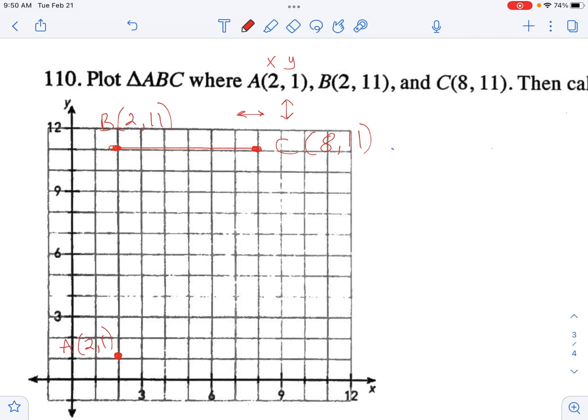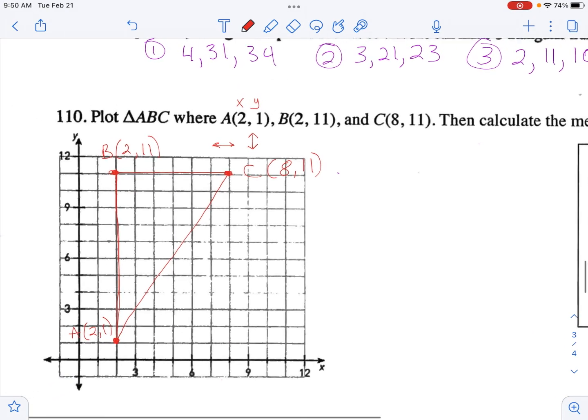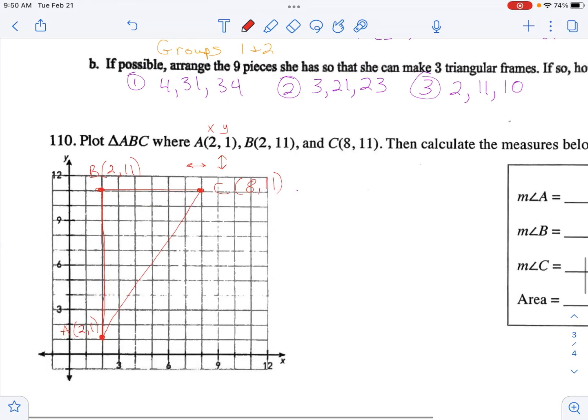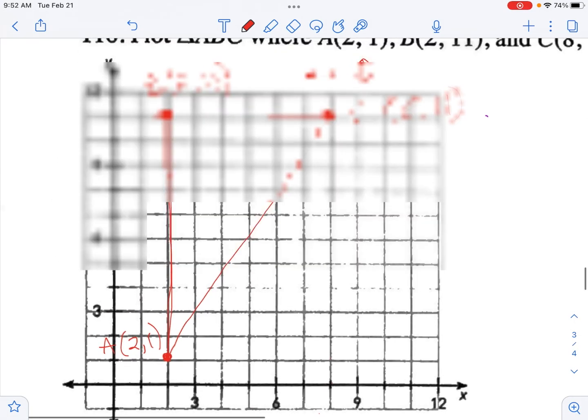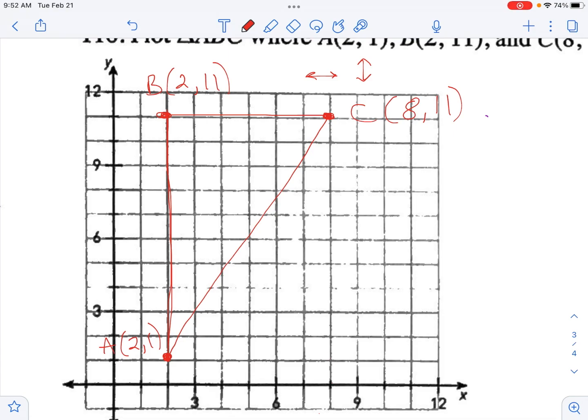So now let's go ahead and connect all of my points here. So now we have triangle ABC. And so let's write in all of the information that we know so far. So we can figure out the height of the triangle by just counting how tall it is right here. So if we do that, we've got 1, 2, 3, 4, 5, 6, 7, 8, 9, 10. So this length is going to be a length of 10 from point A to point B.